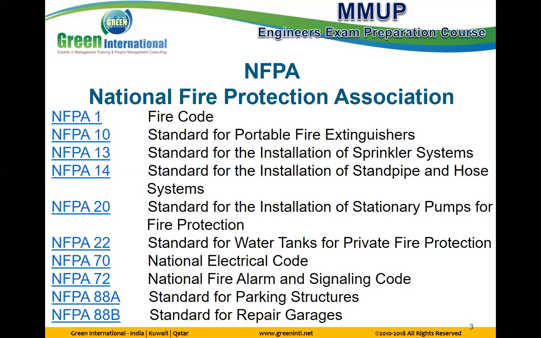This is what I discussed before the slideshow. NFPA 10, 13, 14, 20, 22 are related to firefighting. 10 is for portable fire extinguishers. 13 is for the sprinkler system. 14 is for the hose system, fire hose reel and standpipe. 20 is for pumps, fire pump. 22 is for fire water tanks. NFPA 70, National Electric Code, focuses on electrical. 72, National Fire Alarm Code, is very important.